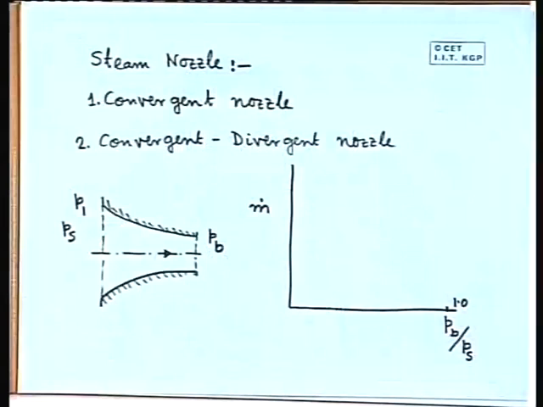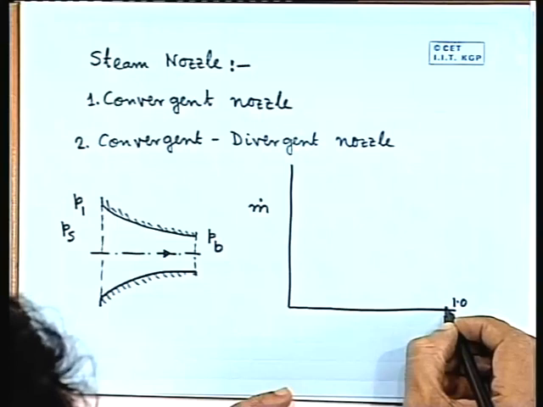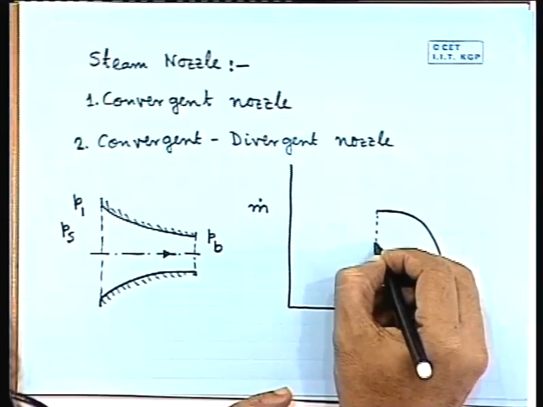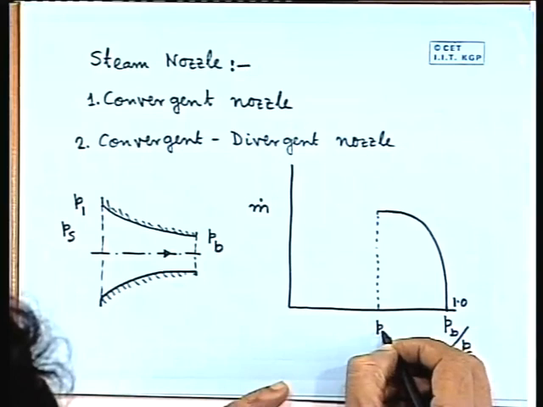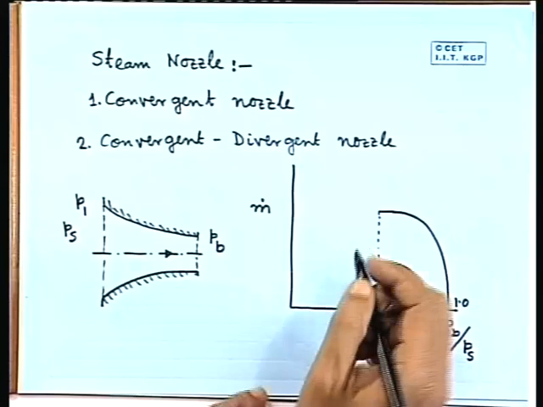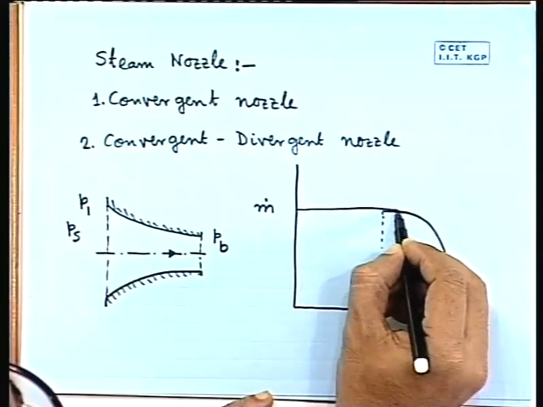So, what will happen? At this point we will not have any flow. After that, back pressure is reducing. That means we are going in this direction of the graph. So what you will find is that mass flow rate is increasing. But at this point, let us say you will have PB by PS star, a typical value of PB by PS. Beyond this, whatever may be the decrease in your back pressure, you will not have any increase in the mass flow rate.